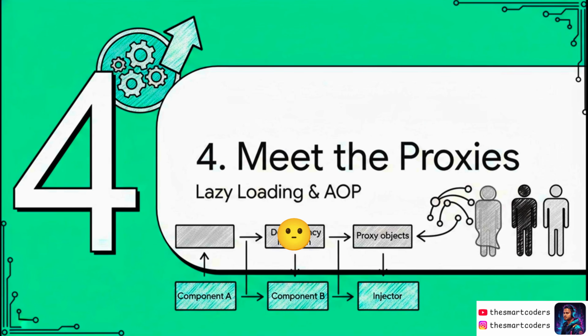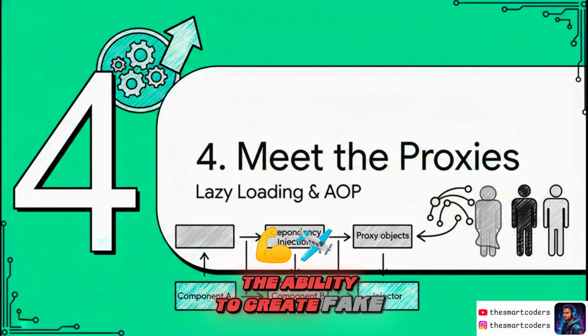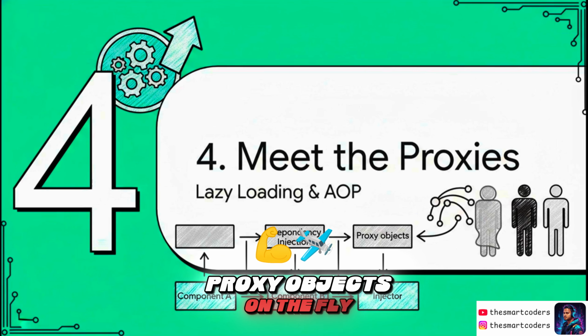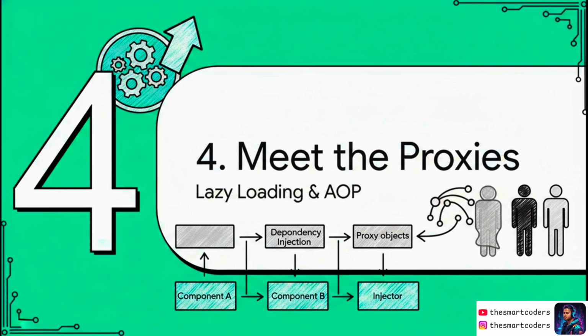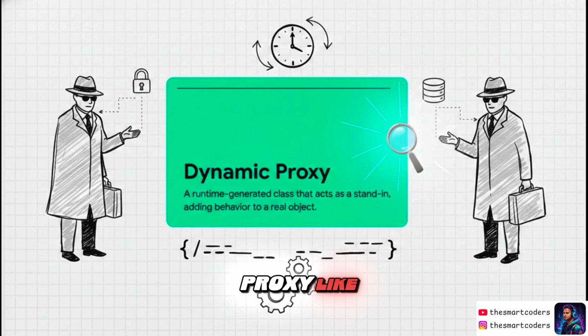Reflection has another, even more mind-bending trick up its sleeve: the ability to create fake proxy objects on the fly. These are runtime-generated stand-ins that can intercept method calls to your real objects and add all sorts of cool behaviors. So think of a dynamic proxy like a secret agent. It looks, talks, and acts exactly like the real object it's protecting.